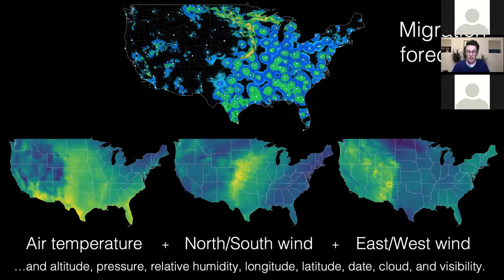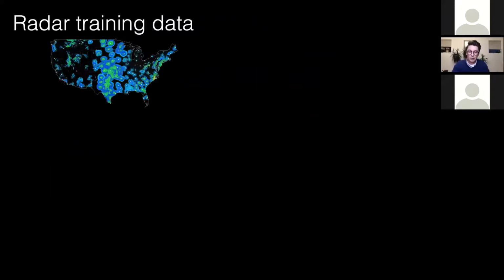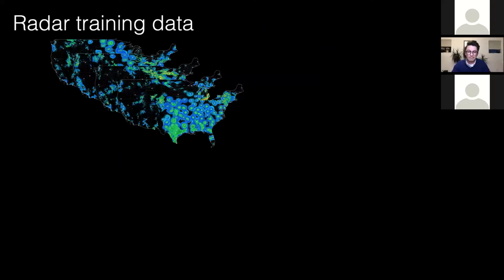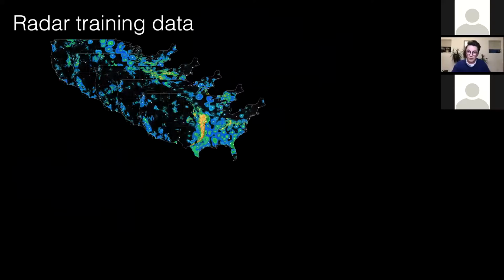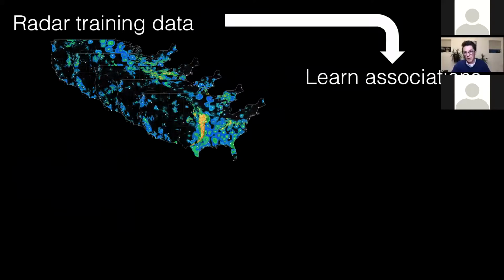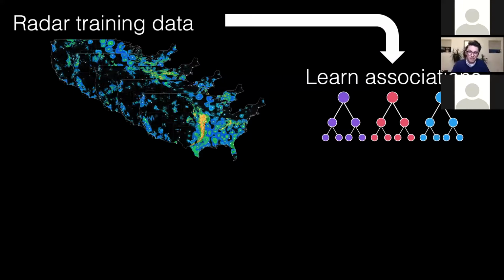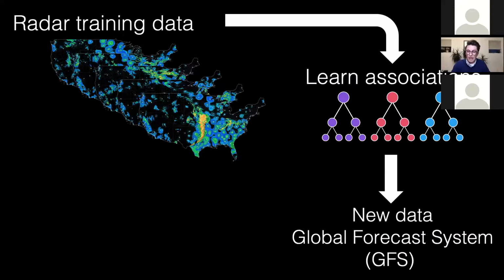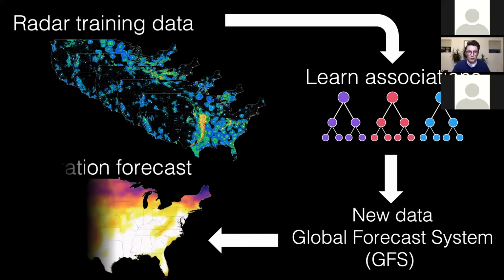So this is just a schematic of how we do this. We link radar data. We call this training data. We learn the associations with those meteorological variables. We create a model. This is a machine learning model. And then once we're confident in that, we just add more meteorology, right? Meteorologists make forecasts all the time of the atmosphere. We use that to convert it into bird migration. And this is what a bird migration forecast looks like.